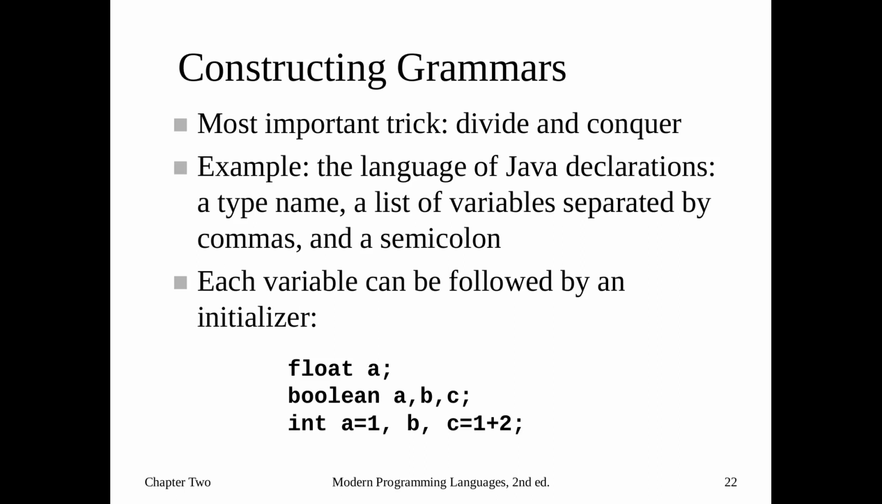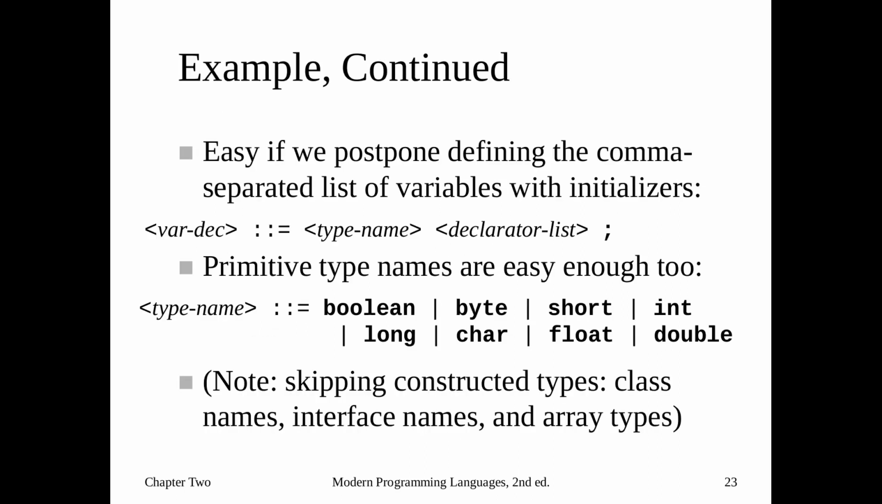We think about what are the things that we need to do, and we build those up piece by piece. Very small components, like for example, the language of Java declarations, right? Just the declaration of, for example, a variable. It starts out with a type name and possibly a list of variables separated by commas, and it ends with a semicolon. And then we add in the concept that each variable can be followed by an initializer. In order to do that, we need to first start with just the basic concept: a type name and a declarator list. That's how we define a variable declaration.